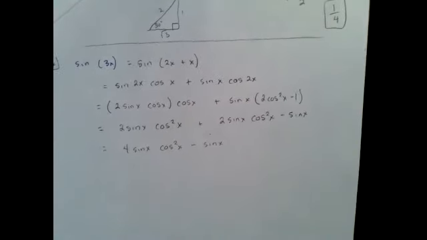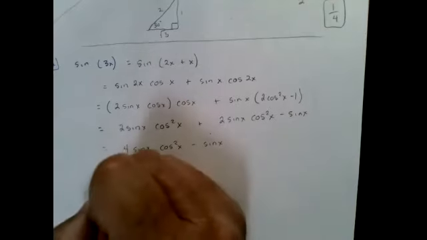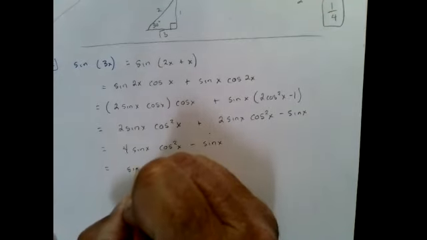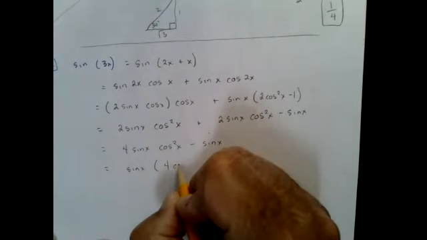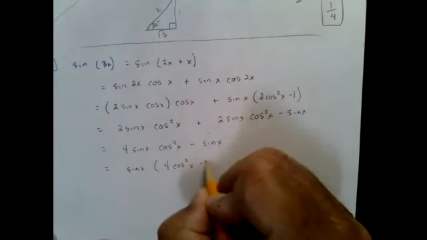I'm still okay with that. I think I might be able to factor. I don't know, I might be done as far as that's concerned. I could pull out a sine x and see what I'm left with: 4 cosine squared of x minus 1.